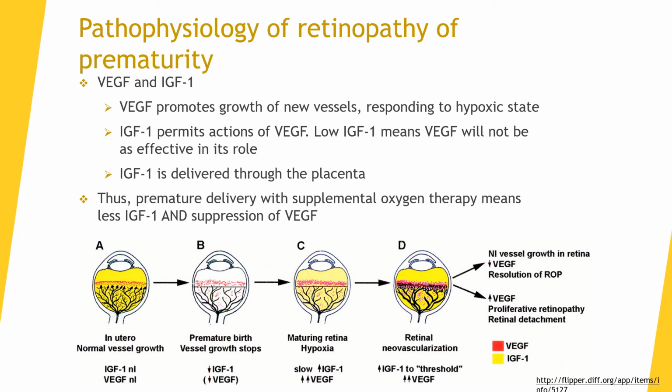IGF-1 is delivered through the placenta, so after delivery, the IGF-1 level is bound to be low. So premature delivery with supplemental oxygen means there is less VEGF and there's less IGF-1 because there's no more connection with the placenta.